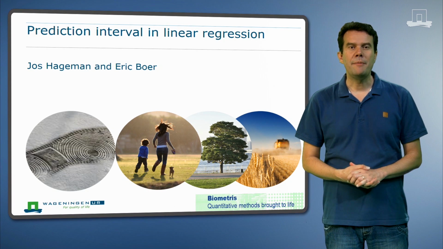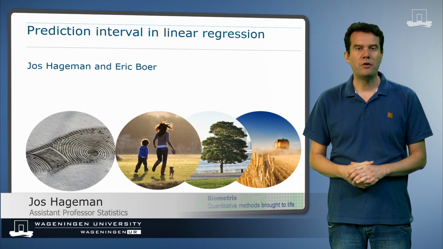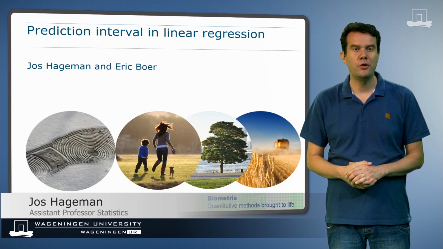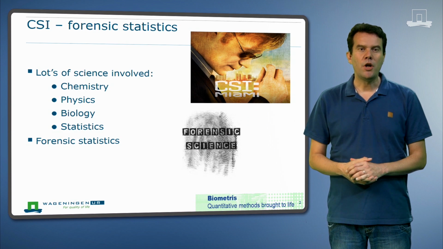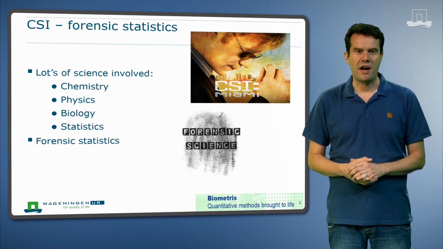Hi there. In this clip, I will discuss the difference between a confidence interval for an expected value and a prediction interval for a single observation in linear regression. To that end, I'm going to use a case study from forensic science.